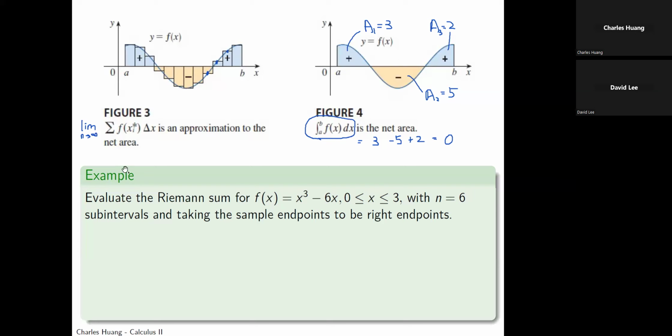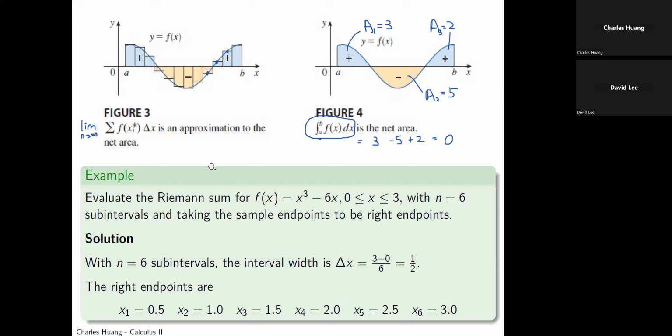We're not going to hopefully spend too much time on the Riemann sum, so we're going to quickly walk you through the process. When I break it down into 6 subintervals, the total interval is from 0 to 3. The width is 3. I'm going to cut them into 6 little rectangles, and each of these rectangles will have a width of 1/2, 3 divided by 6.